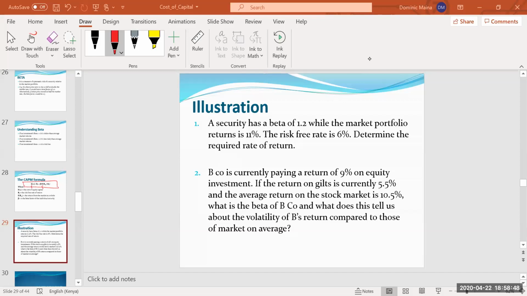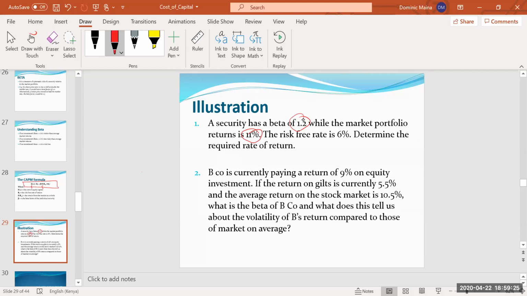Now here you have a security with a beta coefficient of 1.2, which means the systematic risk for this particular security is higher than the market portfolio, because the market portfolio beta is equal to 1. Since this security has higher risk than the market, the return to be received must be higher than the market, so it must be higher than the 11% here. The risk-free rate is equal to 6%.